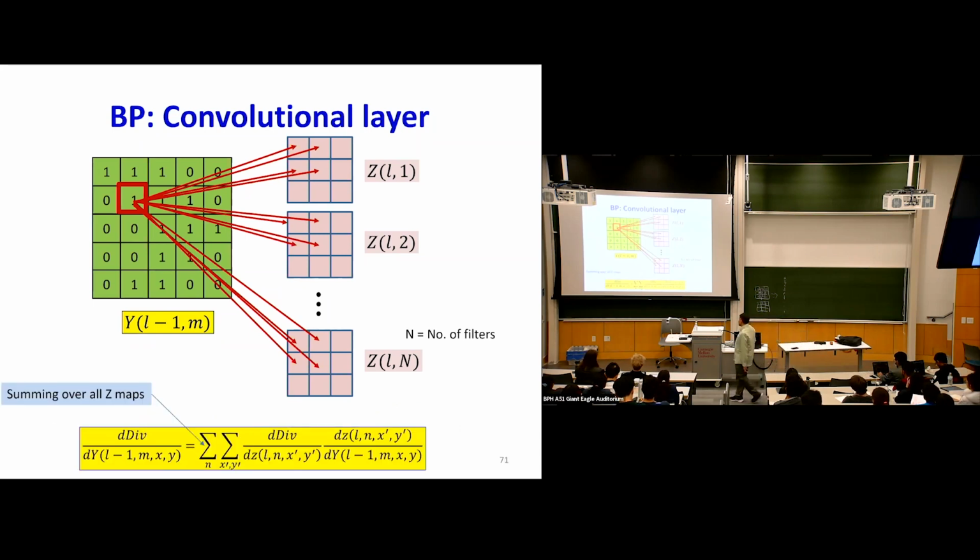So when I want to compute the derivative of the divergence with respect to this element, I'm going to have to sum over all of the output affine maps. Within the output affine map, I'm going to have to sum over all of the elements within the map. And within each map, the contribution of each element over here is going to be the derivative of the divergence with respect to that element times the derivative of that element with respect to the element in y, right? So the derivative of z(x', y') with respect to y(x, y). That is the derivative we really need to figure out, right?